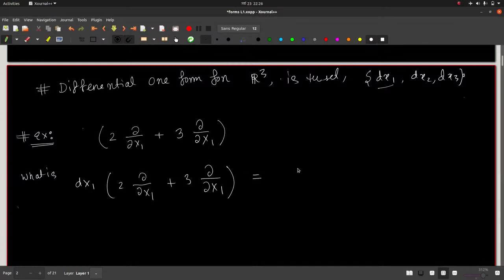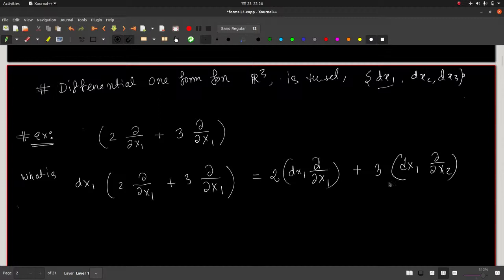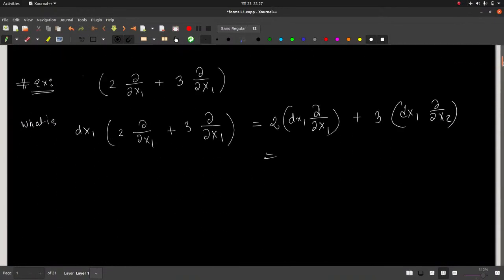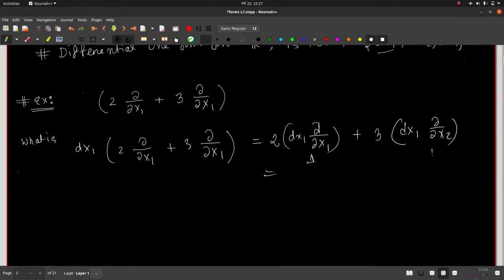This is pretty easy. You just multiply them as we have seen before. You take the 2 out according to the second property that was introduced in the definition, and you have dx1 acting on the partial of x1, like this. You have 3 times dx1 acting on the partial of x2, and from the definition that we saw a few minutes ago, you can immediately recognize that this is just 1 and this is 0, so you have 2 plus 0, which is equal to 2.